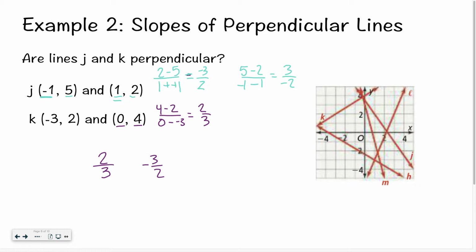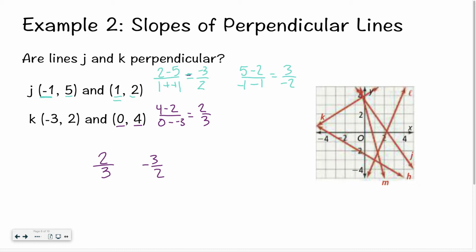Remember, opposite means that one's positive, one's negative. Reciprocal means that you take the fraction and you flip it upside down. So 2/3, I have a positive, and then I have a negative, so I have the opposite part. And then 2/3 flipped over is 3/2. So you can see I have opposite reciprocals here.